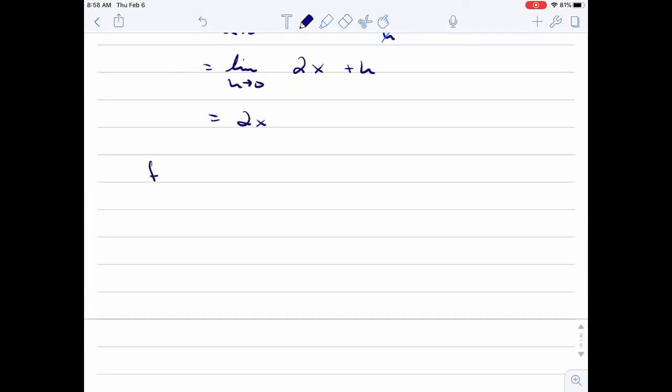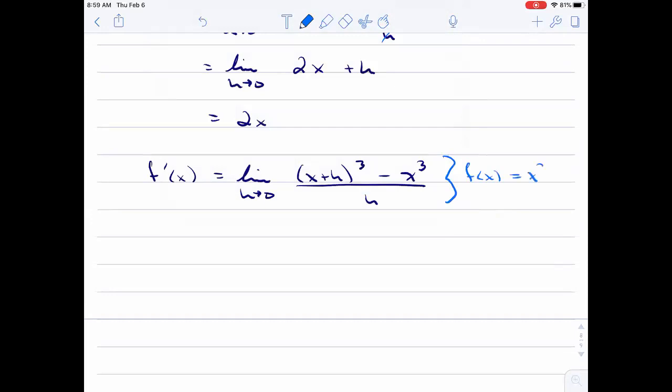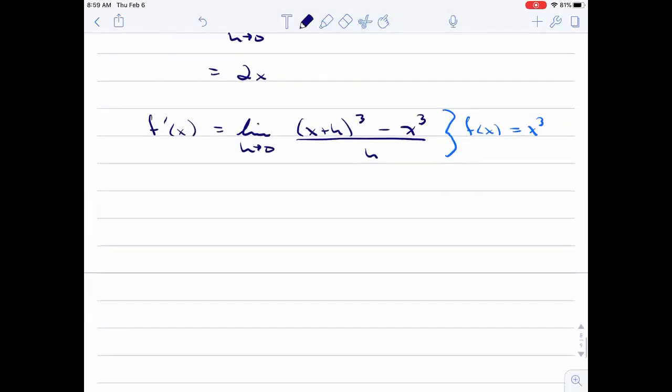If we have a look at the next one, f prime of x is the limit as h goes to 0 of x plus h to the power of 3 minus x to the 3 over h. And we're not going to do it, I'm just going to give it to you. But this is if f of x is x to the 3. Then we need the limit as h goes to 0 of x to the 3 plus 3x squared h plus 3x h squared plus h to the 3 minus x to the 3 over h.